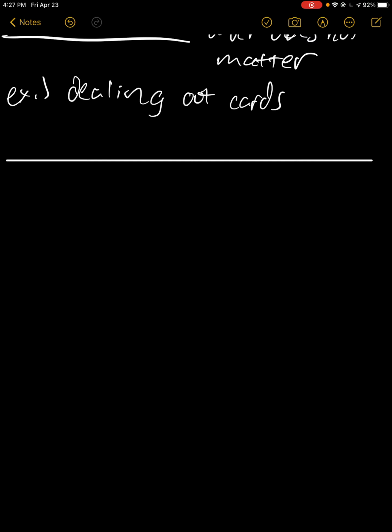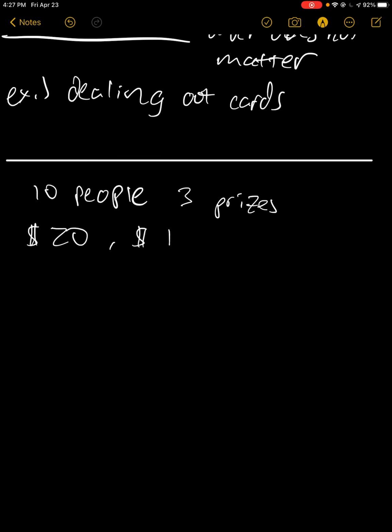So there are 10 people competing in a contest, and there are 3 prizes of $20, $10, and $5. Those are the 3 prizes. So this shows that there is an order. We need to put things in order to show which prizes people would get. They're not all the same prizes, so this would be a permutation because order matters here.